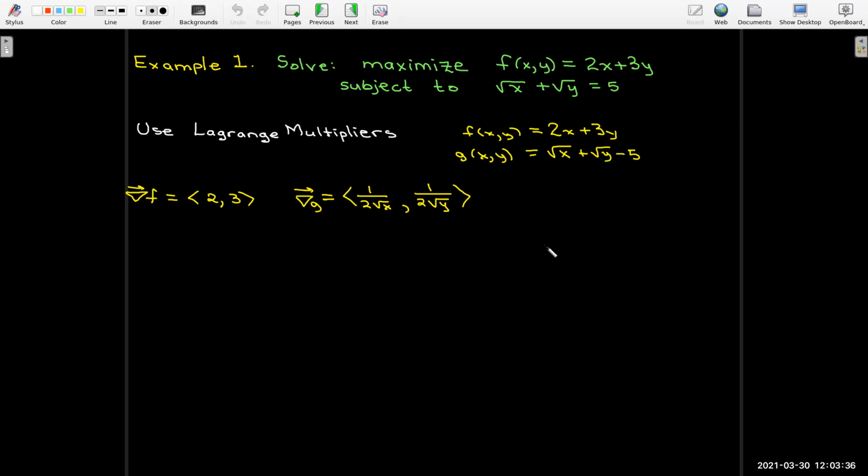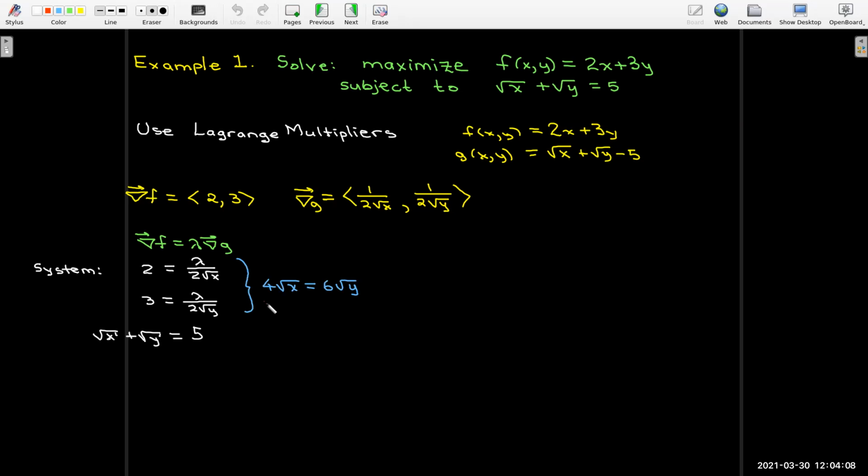And remember that the gradient of f should be parallel to the gradient of g, and that gives us the following system of equations. So our general strategy is to solve for lambda in each equation. That should give us a relationship between x and y, which we can then use in the constraint equation to solve for x and y.